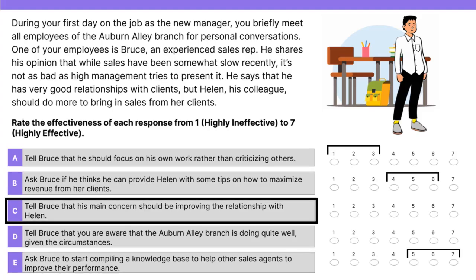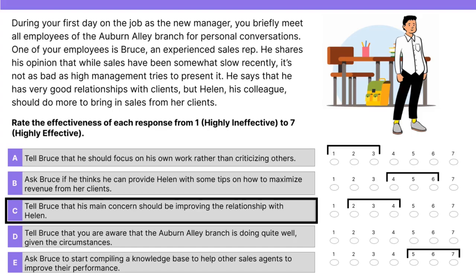Response C is not very effective. It's not as harsh as response A, but still mostly deals with reprimanding Bruce. You pass the buck back to him instead of assuming your role as a manager and providing a resolution to this problem. This response lacks accountability and proactivity, and therefore we'll want to rate it around the mid-low range of effectiveness.